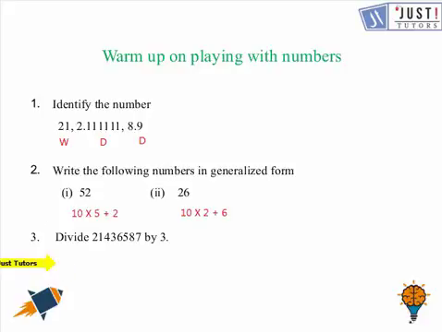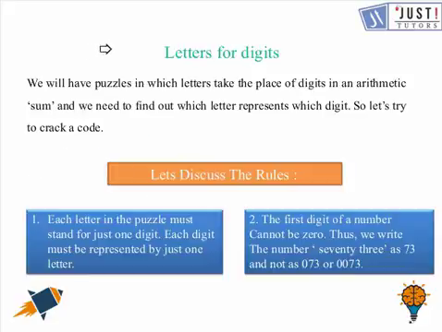Then let's come to question number 3. Divide the given number by 3. And the answer for this is going to be 7145529. Pat your back if you've got all the questions absolutely correct. You're really doing very good on playing with numbers. Now let's move on to the topic.